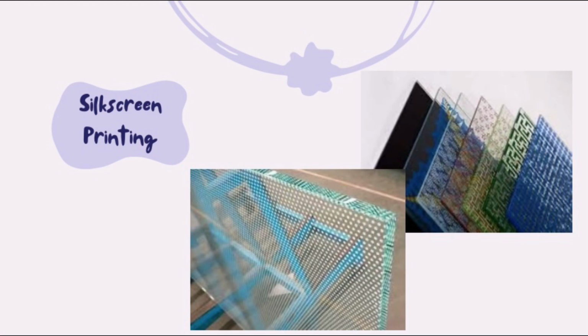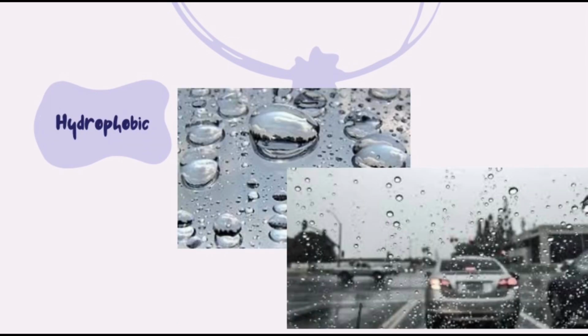Next is silkscreen printing. It applies ceramic ink to the surface. Once baked, it becomes permanent, ideal for decorative or branding purposes. Next is hydrophobic. A hydrophobic coating repels water, making the surface easier to clean and resistant to stains, often used in shower doors or windows.